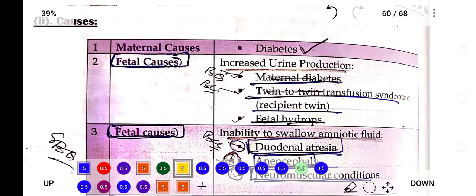Now there are different causes: fetal causes and maternal causes. So the fetal causes include increase in urinary production, which can increase the amount of fluid, maternal diabetes, twin to twin transfusion, and fetal hydrops.